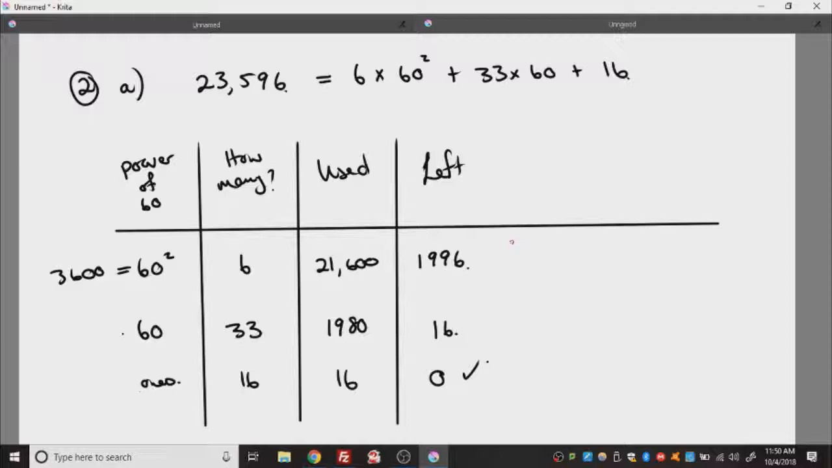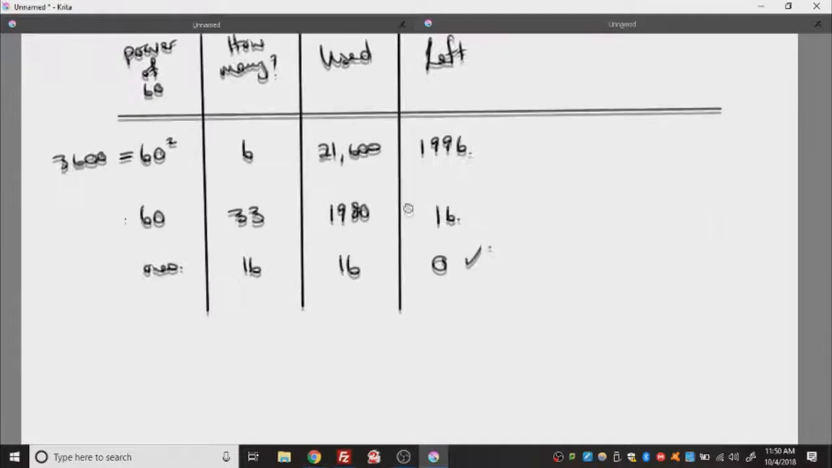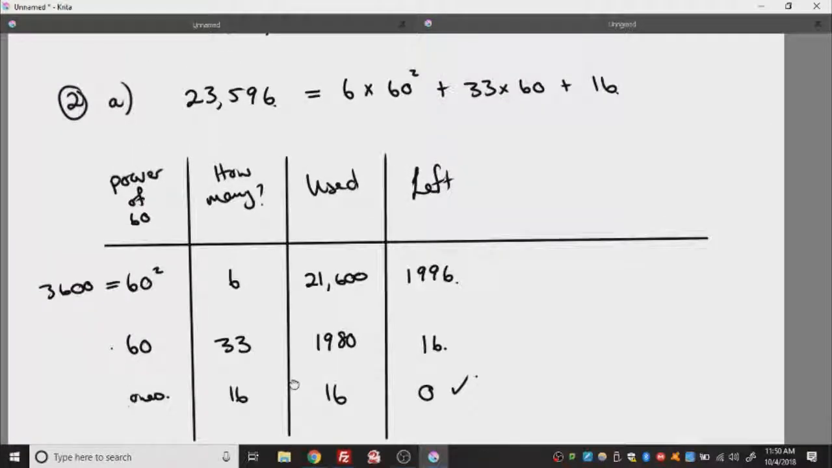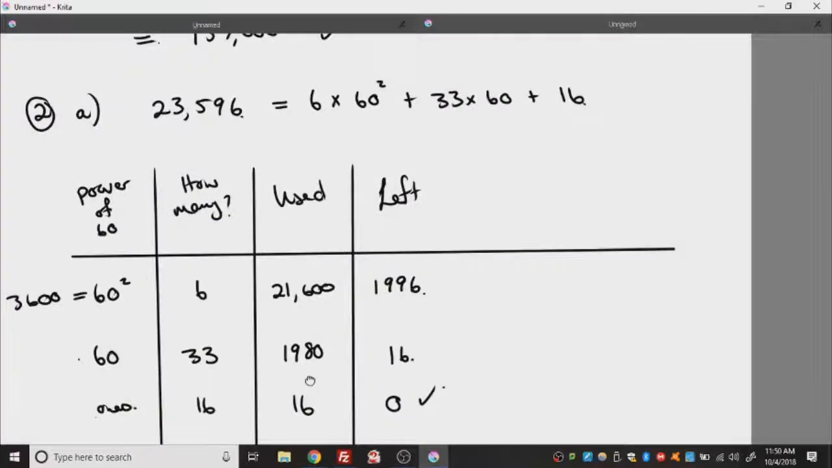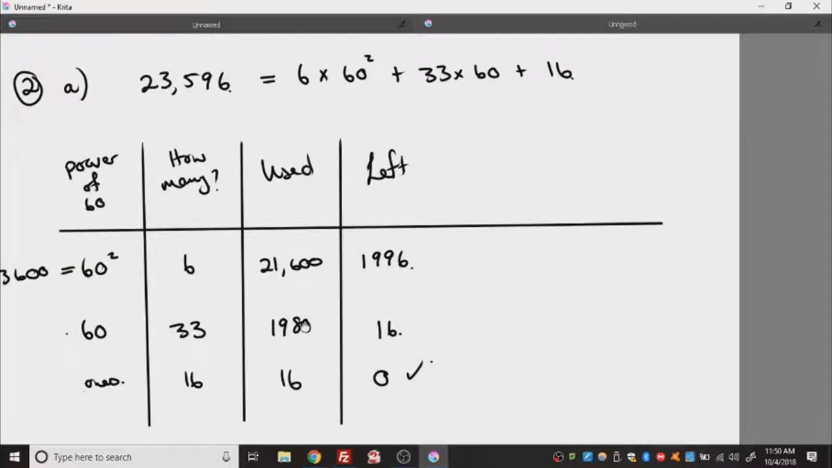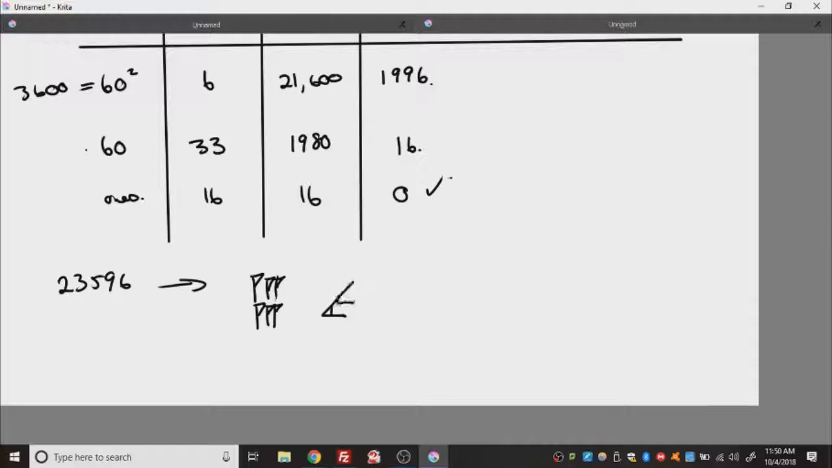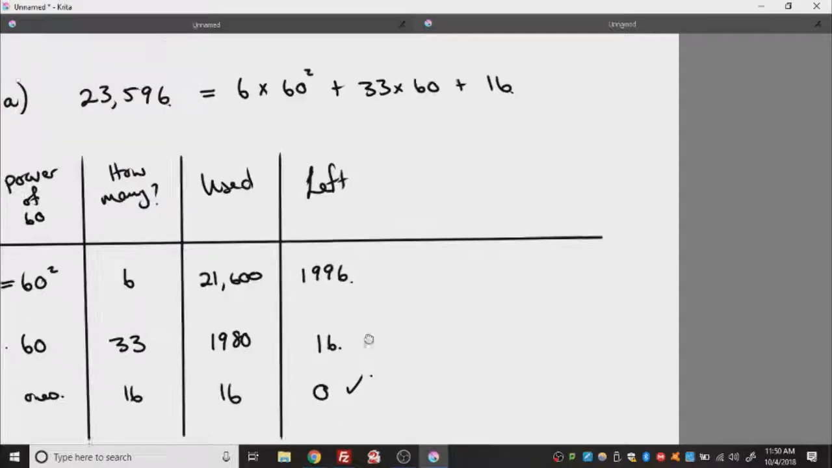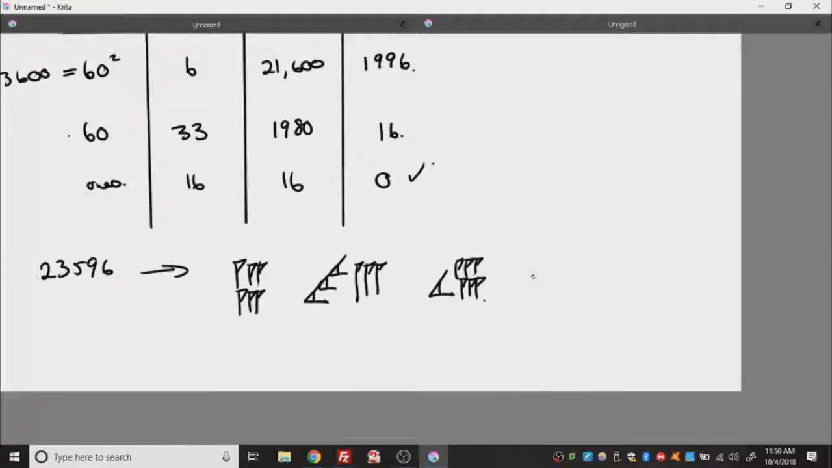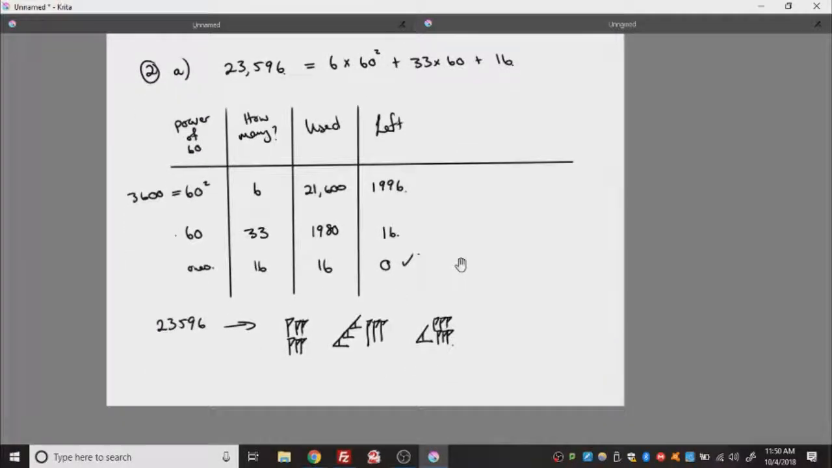Good check. So that means that the number 23,596 in Babylonian is a 3-place number. Left to right is a 6. Space. Then a 33. Space. Then a 16. And there you go. We'll zoom out a little so we can see both.